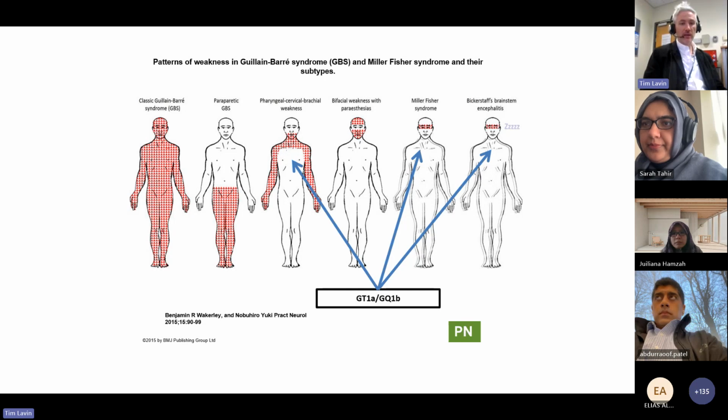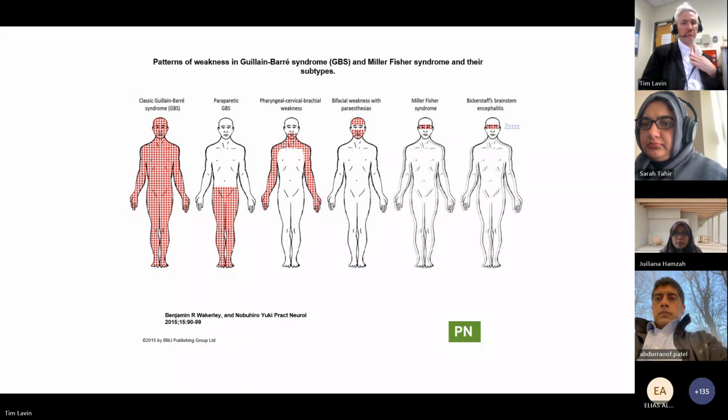It's a very good paper, by the way, in Practical Neurology by Benjamin Wakely, if you ever wanted to read it, back in 2015, but it's probably still relevant in some cases.